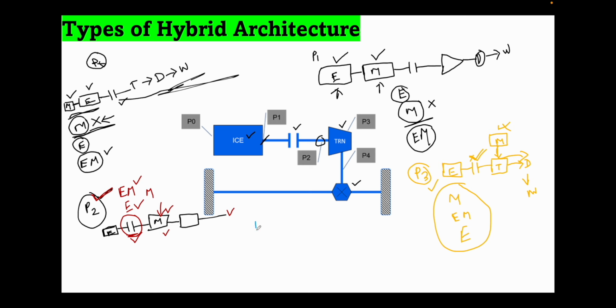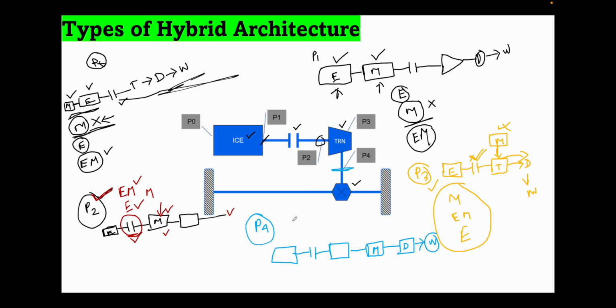Yeah, next is the P4. So as you know, the P4 is the placement of the motor here. Now you will have your IC engine, clutch, you will have your transmission, and then you will have your motor, and then you will have your differential, and then you will have your wheels.